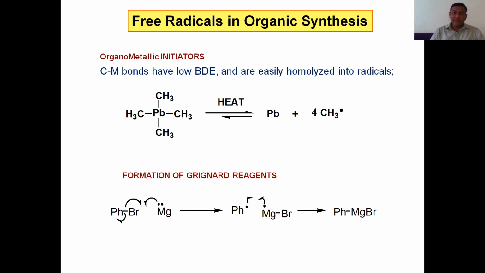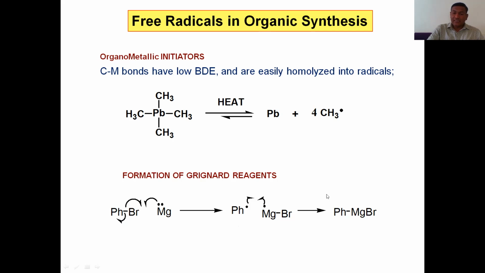Okay, next, formation of Grignard reagents. This is very famous and familiar to all of us. When the aryl bromide reacts with magnesium, there will be formation of Grignard reagent, and in this intermediate state there will be free radical formation. So in this aryl bromide, there will be a homolytic fission and you will get the radical.